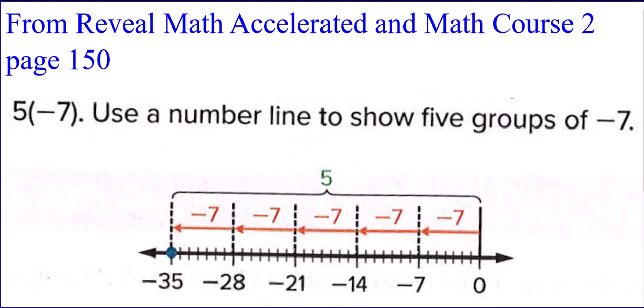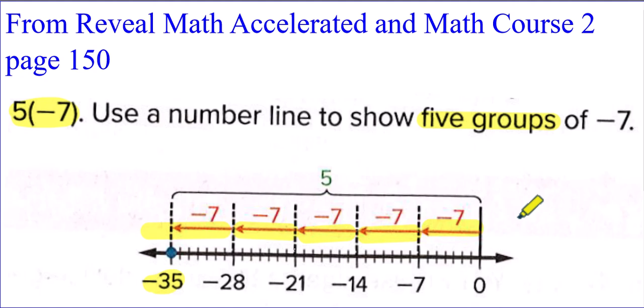From your Reveal Math textbook, page 150, they show you an example of 5 times negative 7. You should remember, the 5 was next to the parentheses with nothing in between, so that means times. So this is not 5 minus 7, this is 5 times negative 7. What that really means is 5 groups of negative 7. When you think of 5 times something, it's really that something added to itself 5 times. So negative 7, another negative 7, another negative 7. It just keeps going to the left 7. Well, that's obviously going to leave you at negative 35.